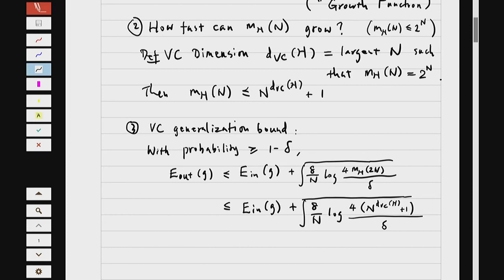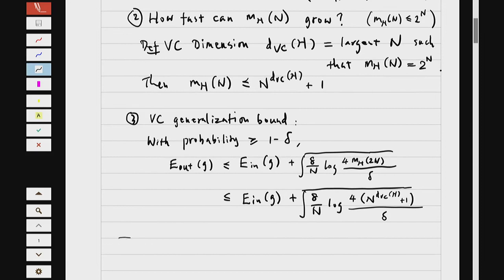And then there are some constants that you have to adjust to get the bound to be correct, based on the analysis. Then we further substitute this bound of the growth function here, so that it is a polynomial in terms of m, with the exponent being the VC dimension. This is where we were at last week.